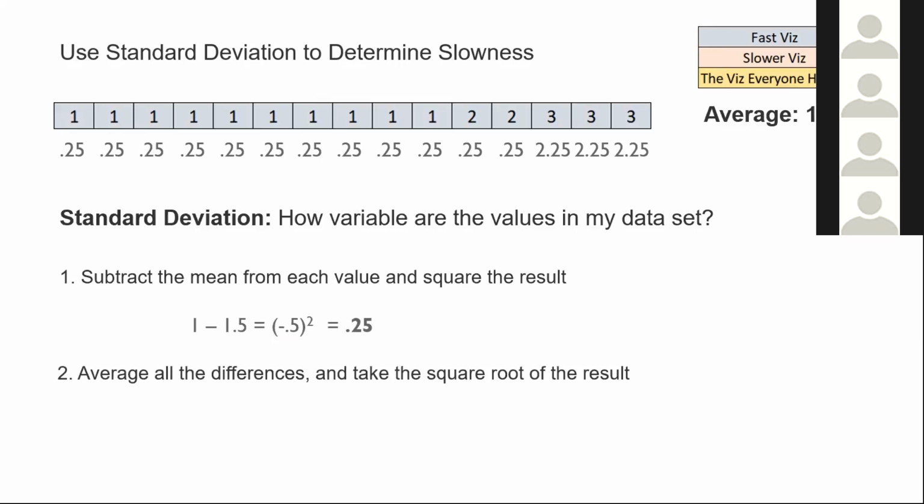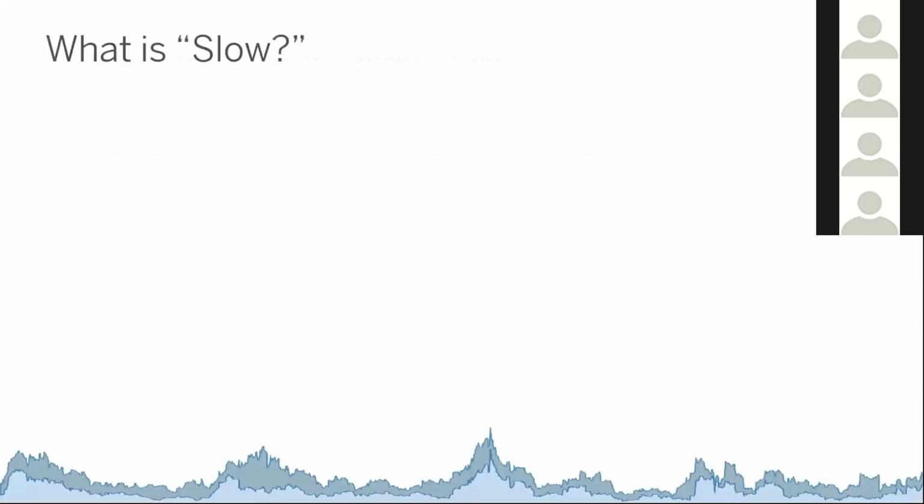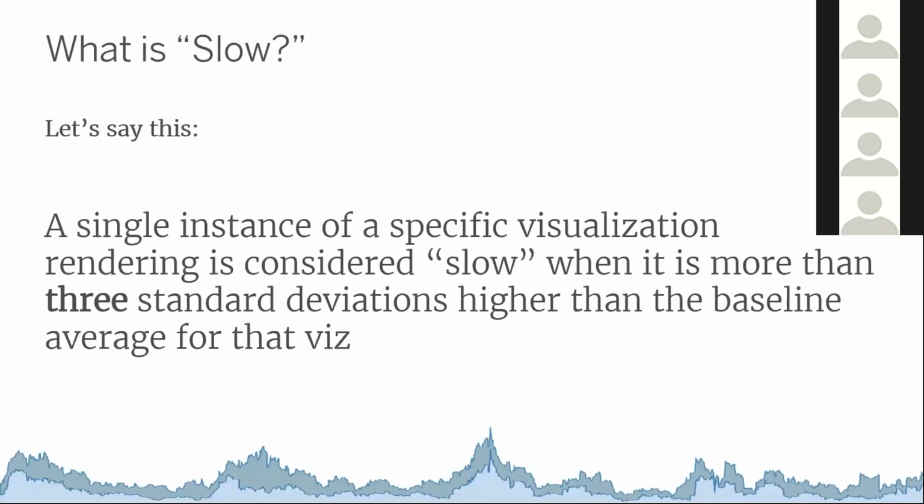So we take all those values, we average them, and then we take the square root of the result, and that gives us a 0.8 standard deviation for that data set. Okay, so that's great, but what does that help us do? We can define a slow viz load when it's more than 3 standard deviations higher than the baseline average. So if we get a new request coming in and that number is 3 standard deviations higher than what we had calculated based on our previous baseline, then that's what I would call a slow viz load. And so then we have something we can really measure.